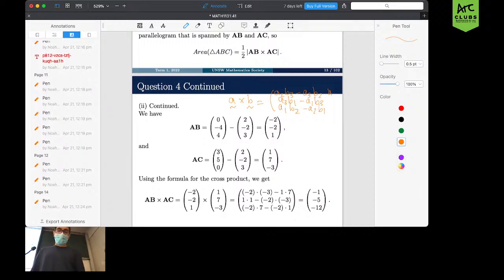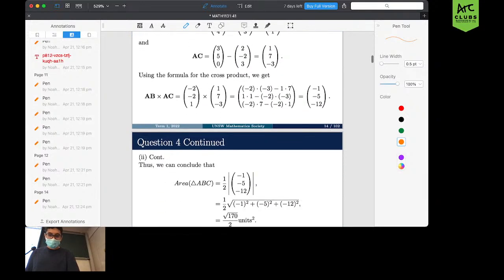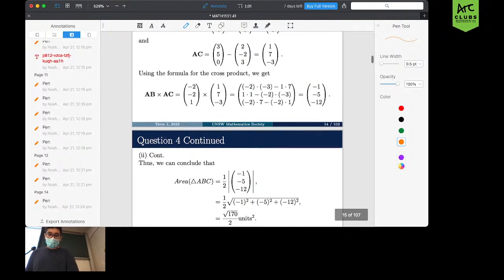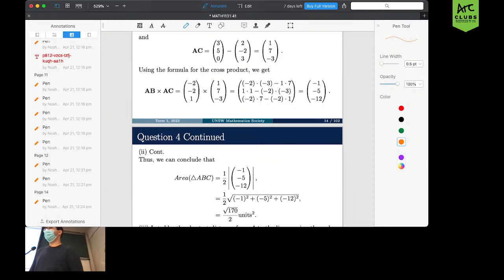Now once we've done that, we want to find the magnitude of that cross product. And simply we just take the square root of the sum of the squares of each of its components. That'll be the square root of -1 squared plus -5 squared plus -12 squared, and that ends up becoming the square root of 170. And before we said that the area of the triangle with vertices A, B, and C is simply half the area of that parallelogram. And therefore our area of the triangle is just square root of 170 over 2 units squared. And make sure you include the units squared, otherwise there's a chance you'll be losing the mark for that question.